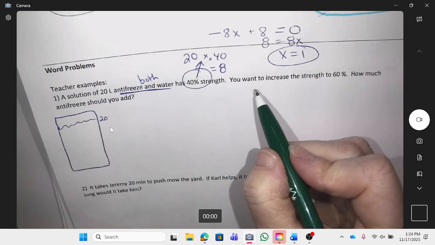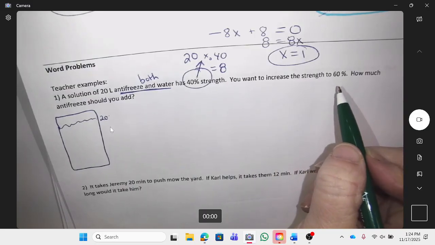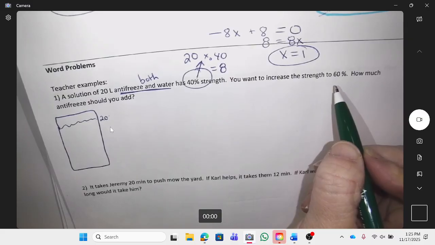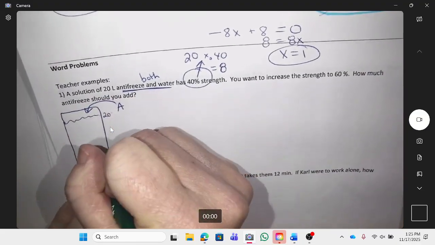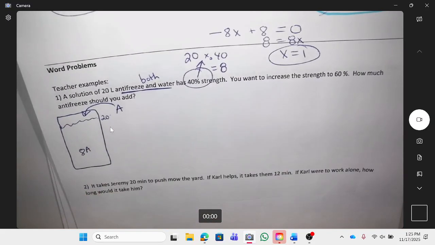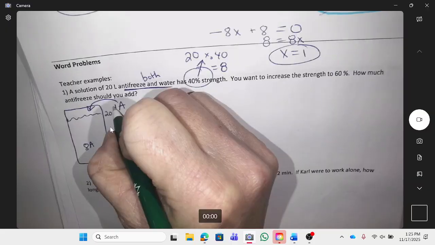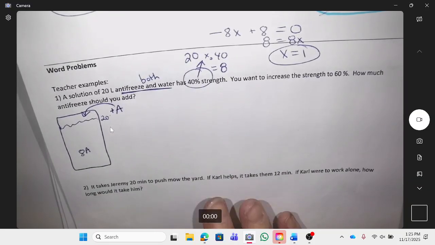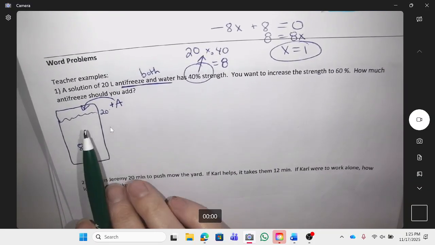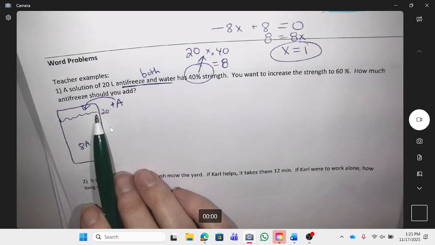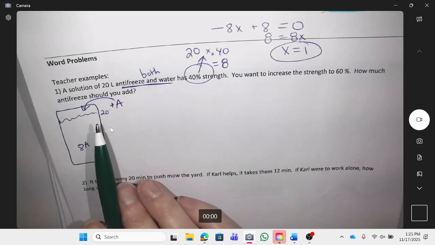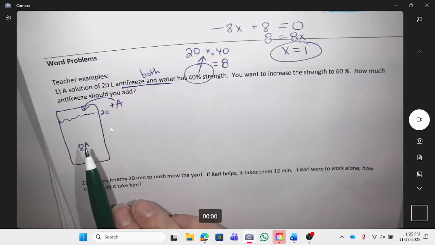Okay. We want to increase the strength. So how do you increase the strength of it? What should I do? Add more antifreeze. We'll make it stronger, right? So I'm going to add more antifreeze. What happens to my jug if I add antifreeze? The jug will also fill up more, right?